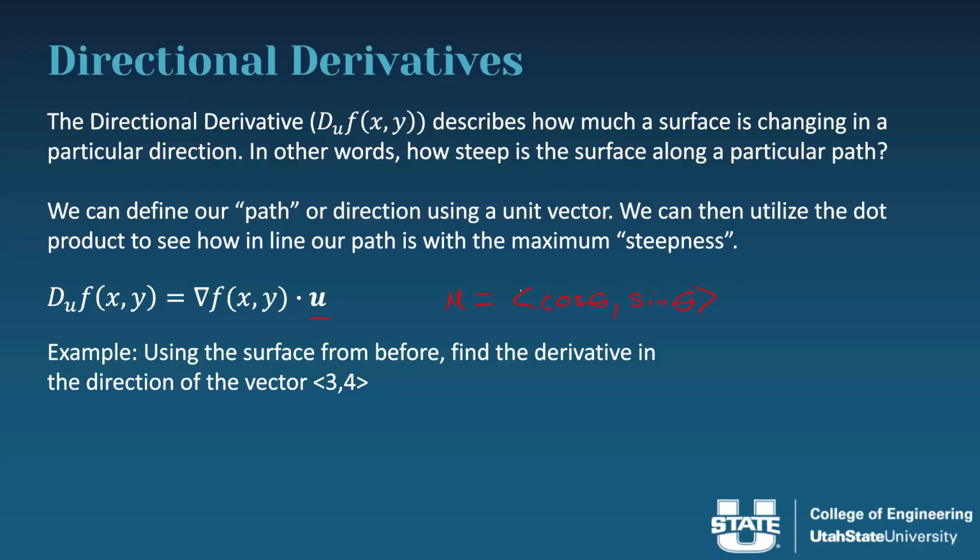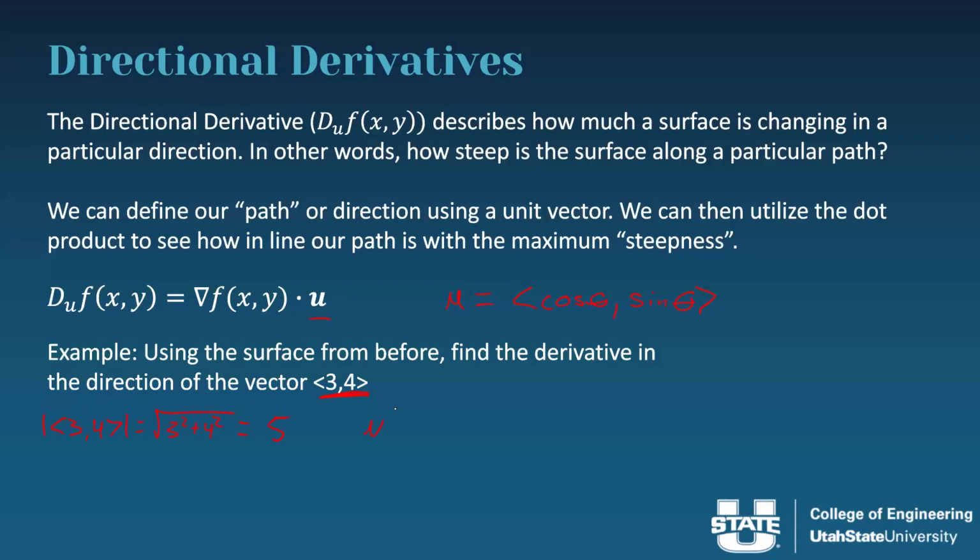Okay, so using the surface from before, find the derivative in the direction of this vector, 3, 4. So what is our first step going to be? Finding the unit vector, exactly. So the magnitude of our vector, 3, 4, is going to be equal to the square root of 3 squared plus 4 squared, which is 9 plus 16, 25. Yeah, so our magnitude is 5. Beautiful. I love when it's an actual number.